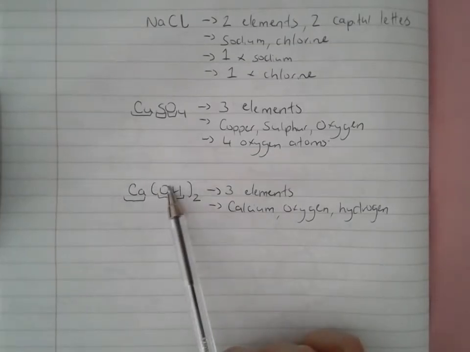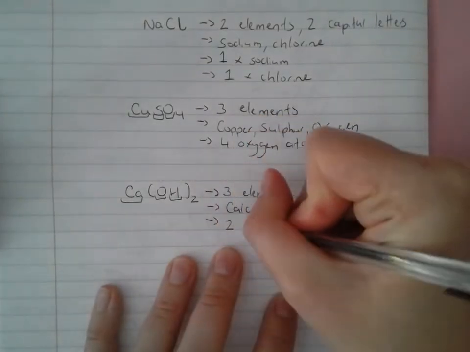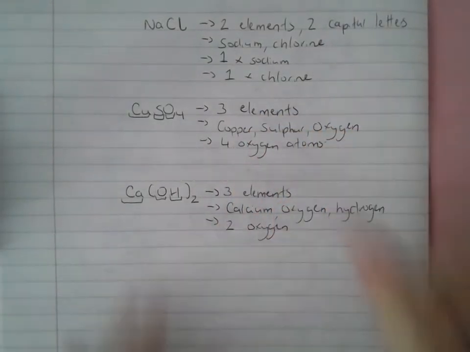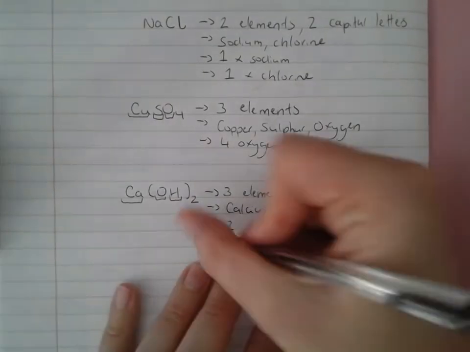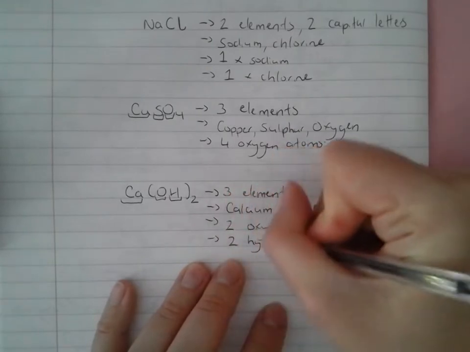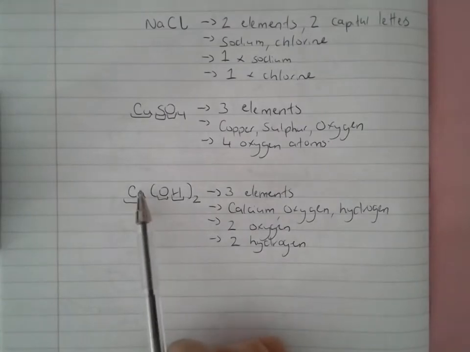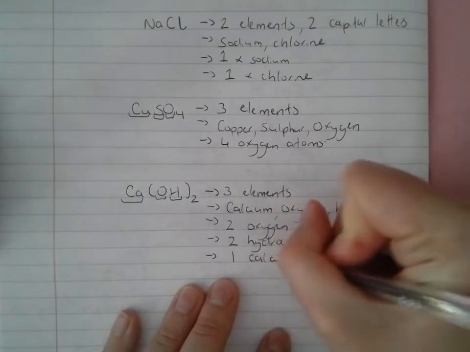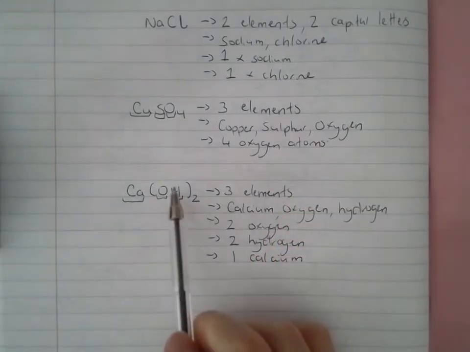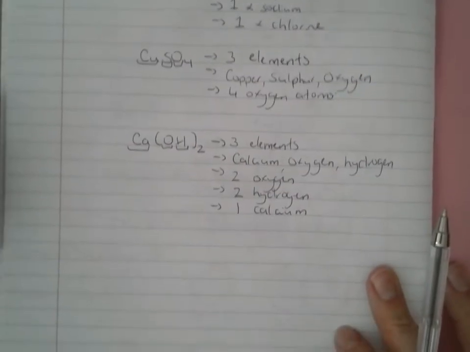Oxygen is inside the bracket, so I multiply oxygen by 2, which means I have got 2 oxygens. Hydrogen is inside the bracket, so I multiply hydrogen by 2, and that means I have got 2 hydrogen atoms. Calcium is not inside the bracket, so I am not going to multiply calcium by 2, and I've only got 1 calcium. So only if it's inside the bracket do you multiply it by the number that is outside the bracket.